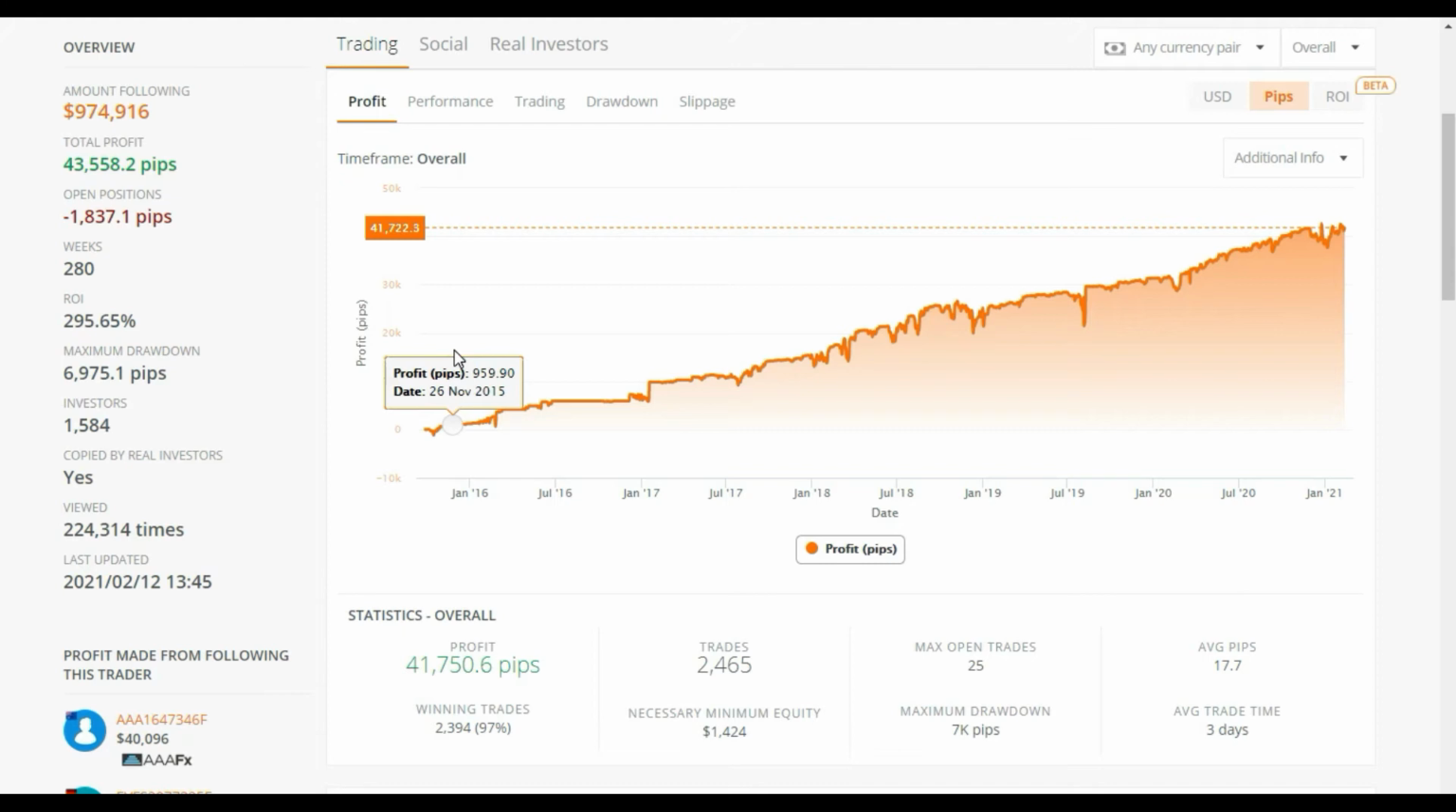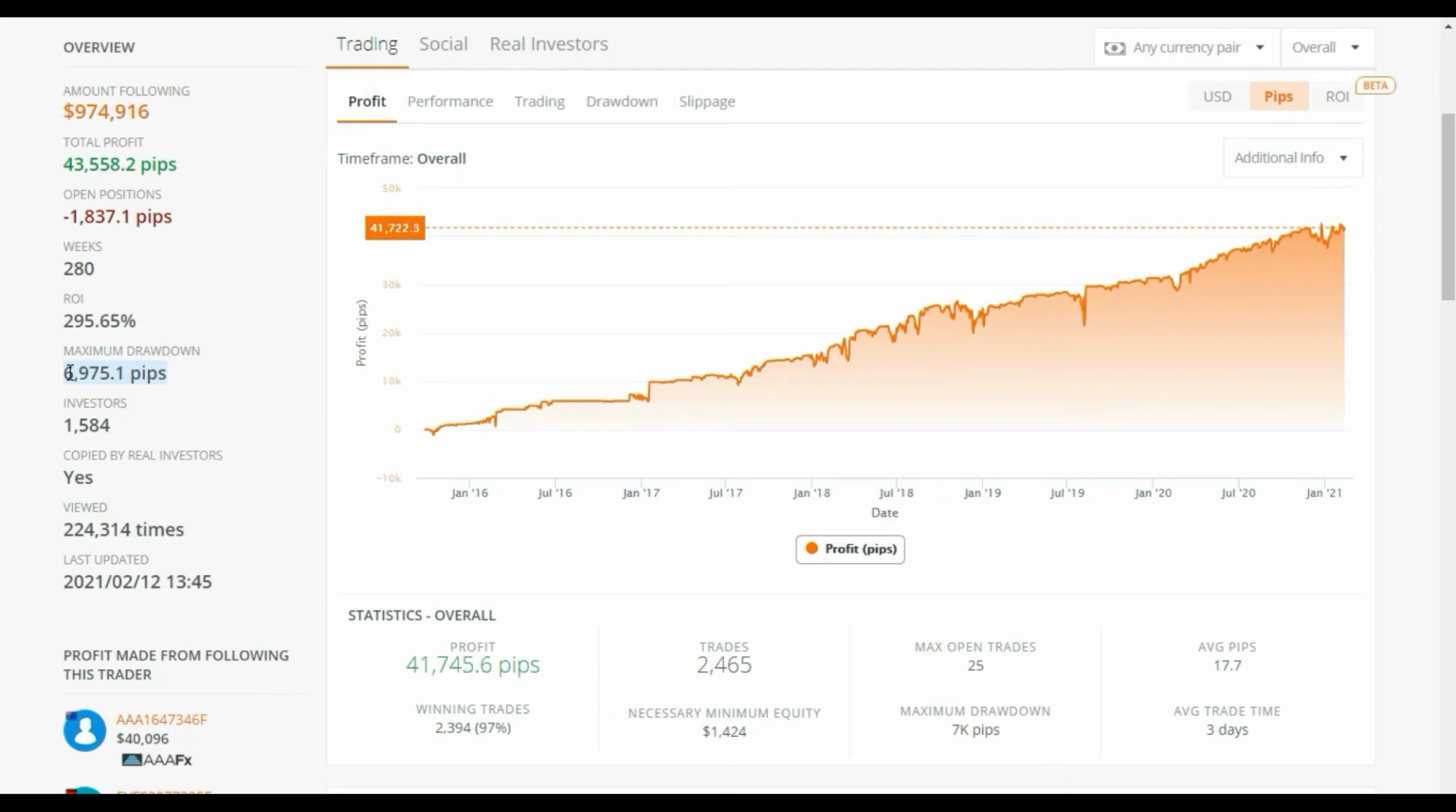And we can see that this trader created 43,000 pips. Let me say 1 pip is $1, just to talk in that way. And right now, he has around 1,800 pips in negative positions. Maximum open trades 25. And when we look at the drawdown, what's the most important thing, it's around 7,000 pips. Let me talk about $7,000.